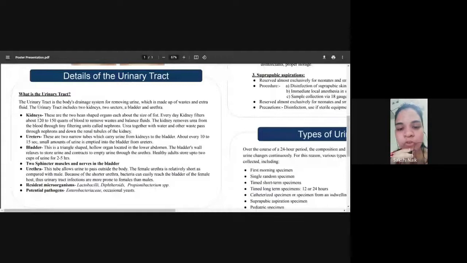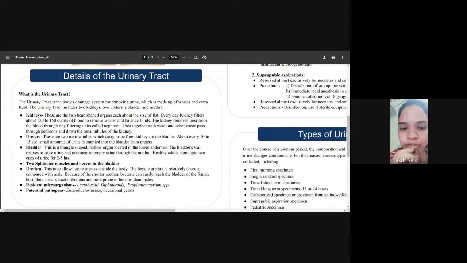Each nephron consists of a ball formed of small blood capillaries called glomerulus and a small tube called the renal tubule. Urea together with water and other waste passes through the nephrons and down the renal tubules of the kidney. Then comes the ureter. These are two narrow tubes which carry urine from the kidneys to the bladder. The muscles of the ureter walls continually tighten and relax, forcing the urine downward away from the kidney. About every 10 to 15 seconds, small amounts of urine are emptied into the bladder from the ureter.